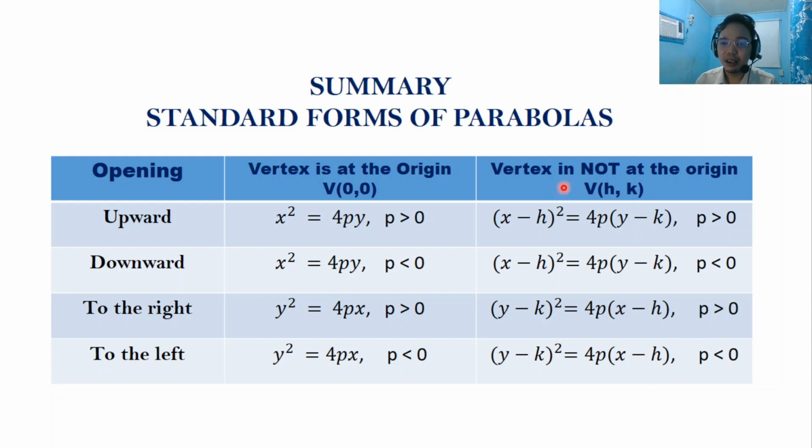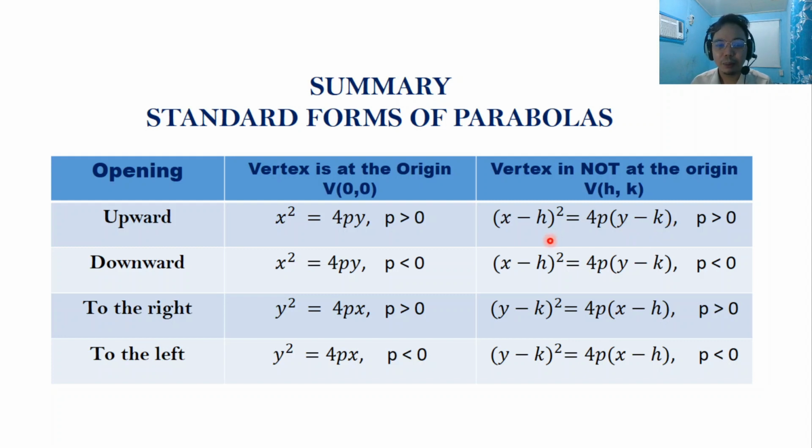Okay? Now, if the vertex is not at the origin, dadagdagan lang natin yung equation. So, kagaya ng mga nauna nating videos, ang laging katabi ng x ay h. So, if the parabola opens upward, ito yung magiging equation natin. Quantity x minus h squared equals 4p times the quantity y minus k. So, laging kasama ng x ang h, laging kasama ng y ang k.